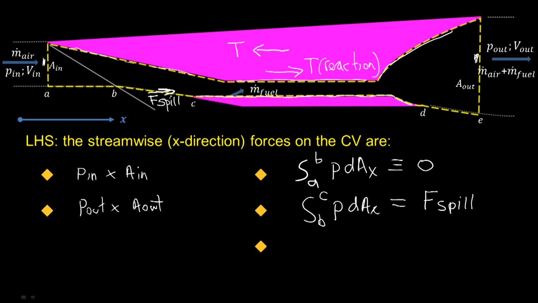Okay, now all other surfaces of the control volume have been taken care of except between D and E in the plume area. And so there's a similar integral, P dAx, so pressure times the component of area normal to the streamwise direction. And if the plume is not perfectly matched with the external flow, we get another force here called the plume drag.